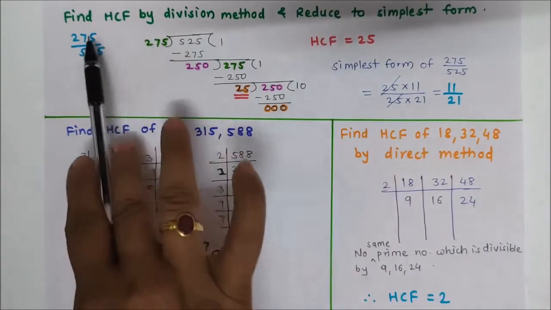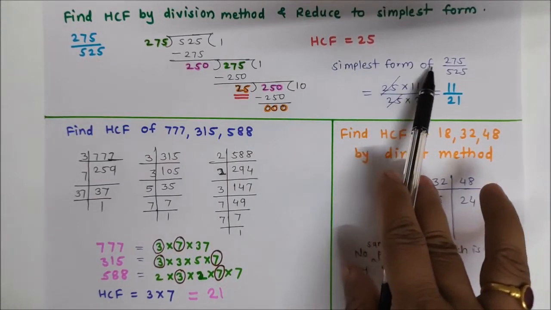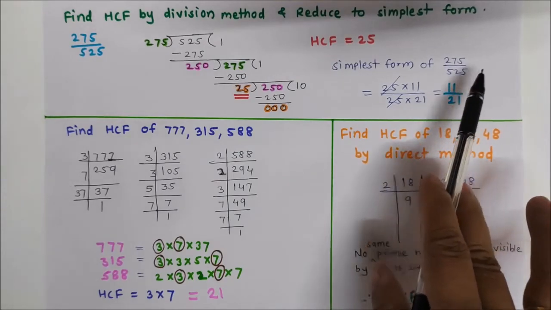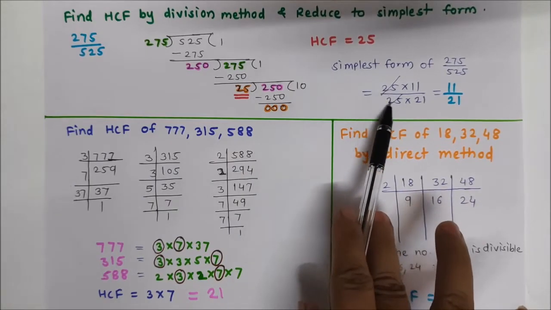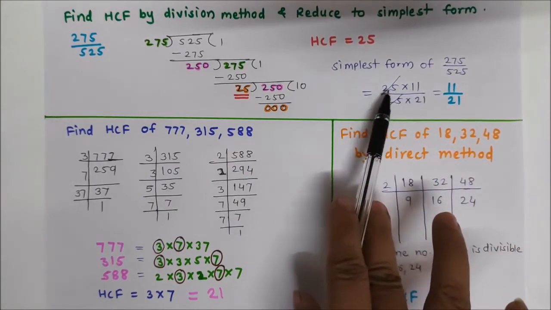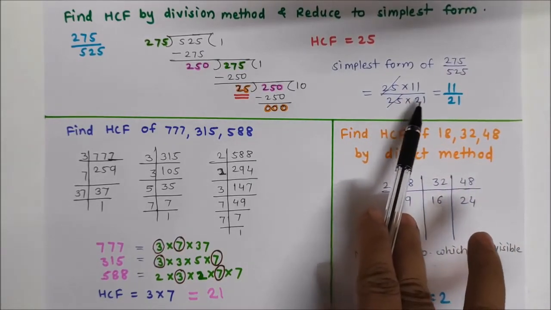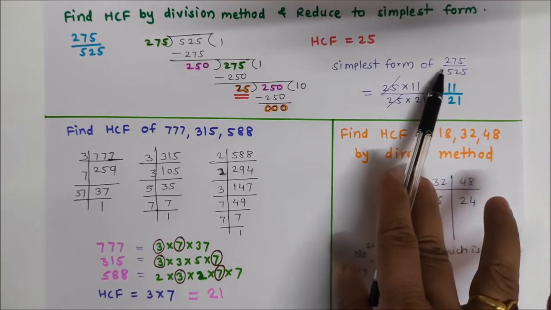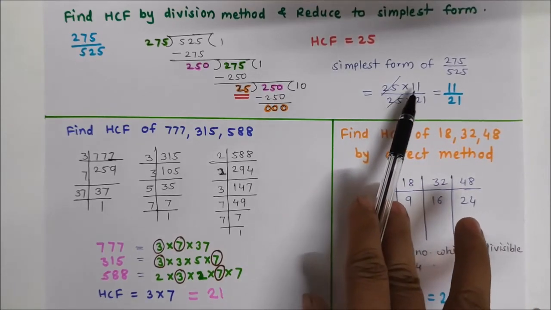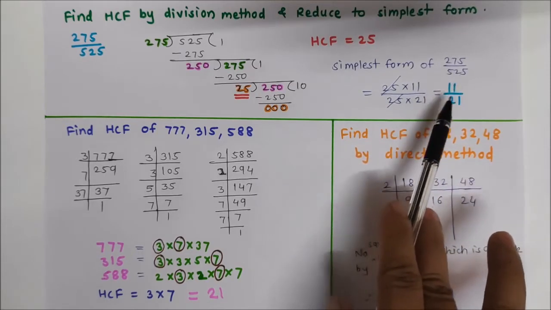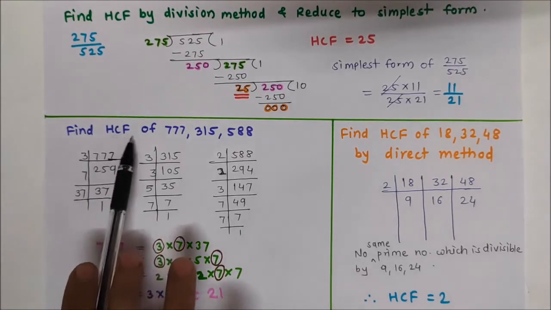Then reduce that fraction to the smallest form. When we have to write the smallest form of 275 upon 525, use the HCF. 25 is the common number between the numerator and denominator. So 25 into 11 is equal to 275, and 25 into 21 is equal to 525. 25 is common, that's why cut that number. So the simplest form of the given fraction is 11 upon 21.